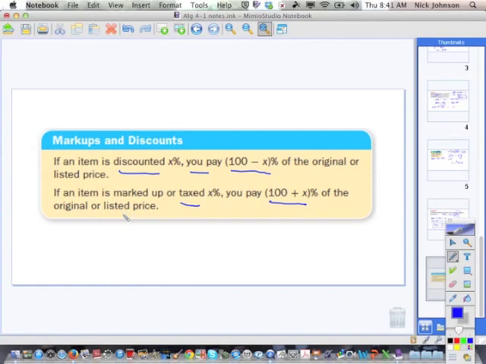So say, for instance, a pair of pants costs $10. We can mark that up to 130%. Therefore, we are making more money, which is going to make our business thrive.